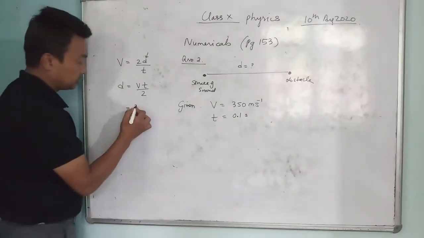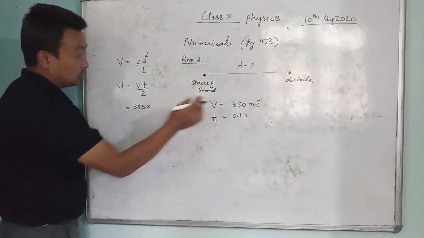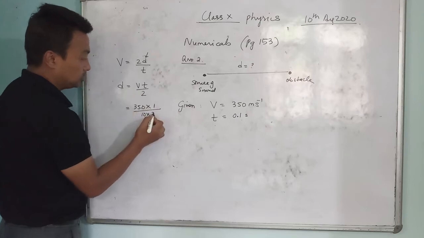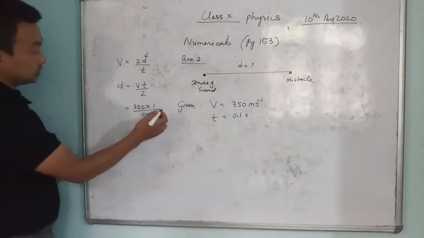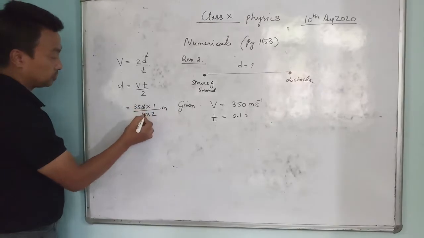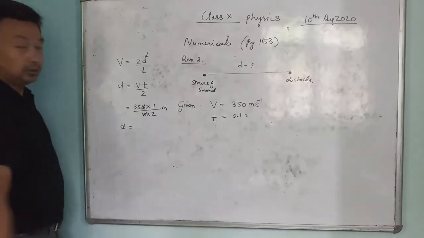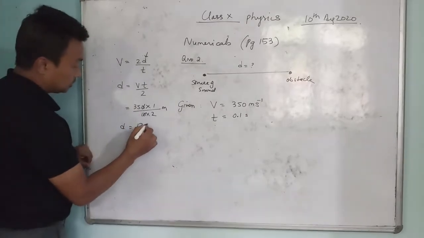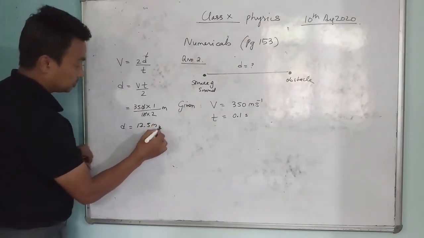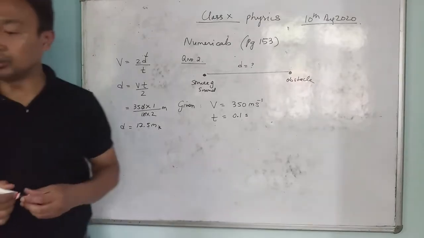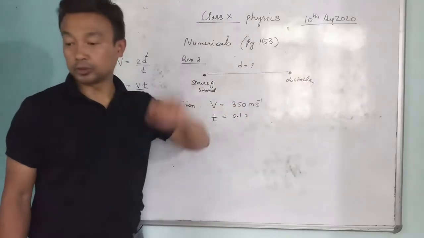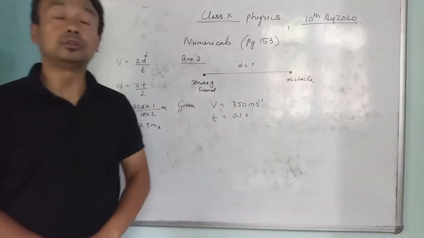Now simply substitute the value of velocity: 350 times 1 by 10, upon 2. This distance will come in meters. After cancelling, we get 35 by 2, that will be 17.5 meters. So this is the minimum distance required between the source of the sound and the obstacle to hear an echo.